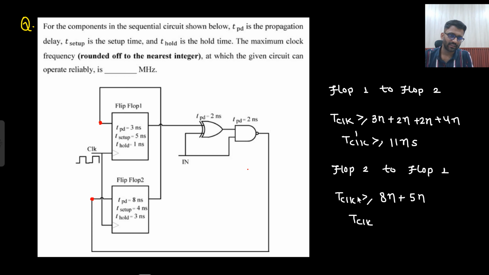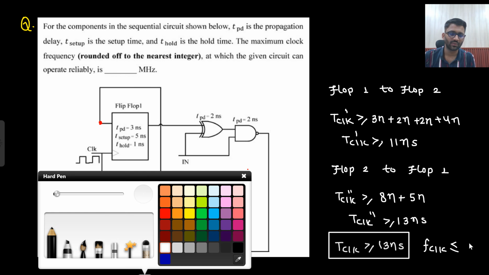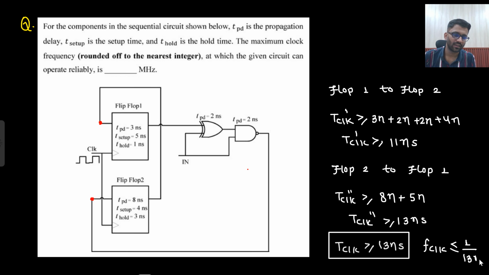So T dash I can call it, T double dash I will call it. So this one is saying that it should be greater than 13 nanoseconds. So whose will you listen to? You will listen to this one, that your T clock should be greater than or equals to 13 nanosecond. So what they are asking, maximum clock frequency. So your F clock should be less than or equals to, here this is the final answer, 1 by 13 nano.